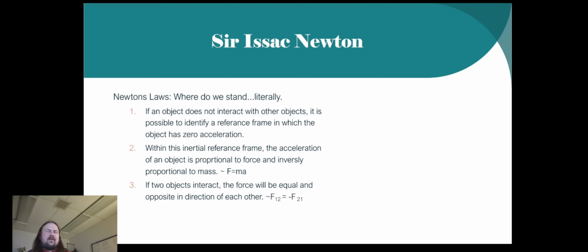So for this class, we're not going to expand into a whole bunch of stuff here, but we are going to talk about Newton's laws. He has 3 main laws for forces, some of which you probably have heard before, or maybe you've heard them in a different way, but we'll go through those.